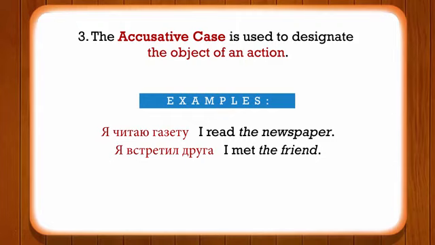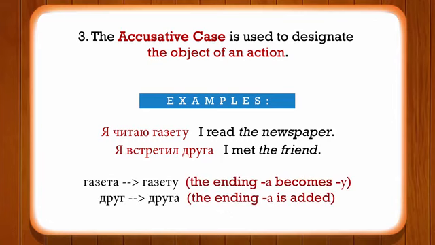Here you can see gazeta changes into gazetu, the ending a becomes u, and drug changes into druga, the ending a is added. So you have to understand it very clearly, the rules of the grammar, and as you know that we always recommend you to note them down and discuss it with your family and friends so that you understand it in a proper manner.